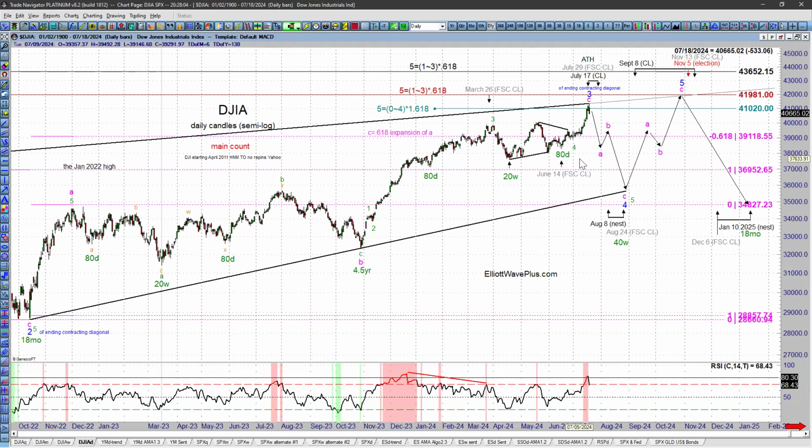It's a computer-based system. And then use the FSC cycle tool as sort of a tiebreaker. And notice that Hurst was thinking that this would top around July 17. The FSC cycle tool was expecting this to top around July 29. So that created a window for a top here. And then when you're moving down, Hurst currently thinks that it'll move down through August 8, but FSC cycle tool thinks it's down through August 24, and that creates a window down here.